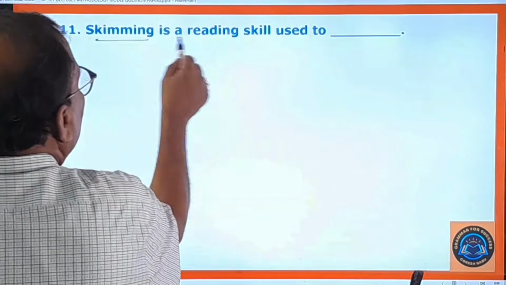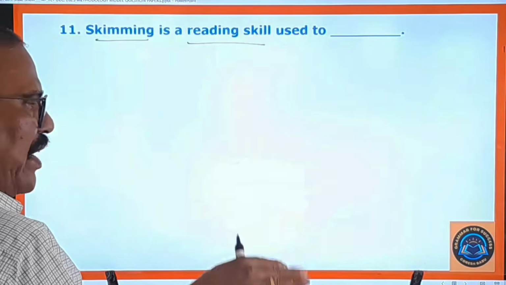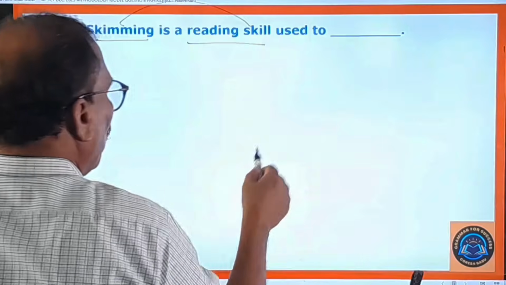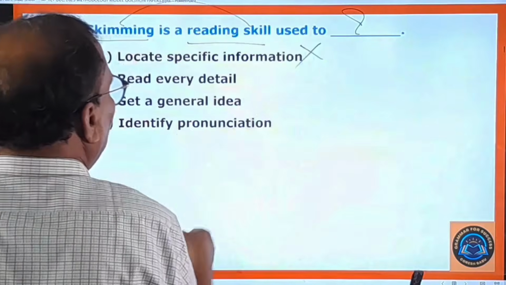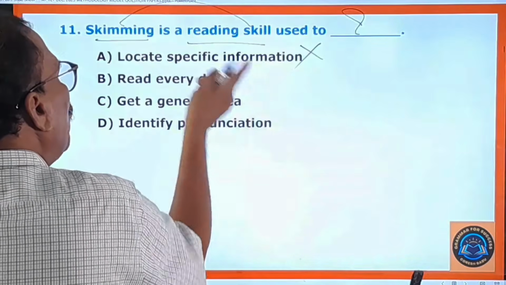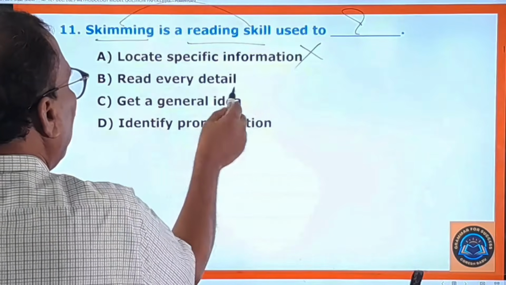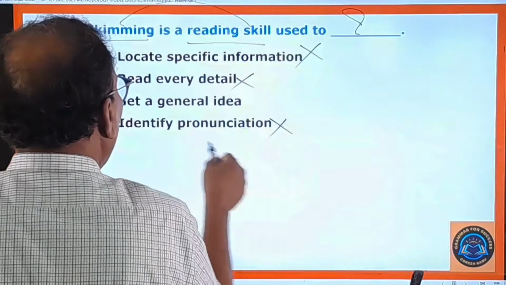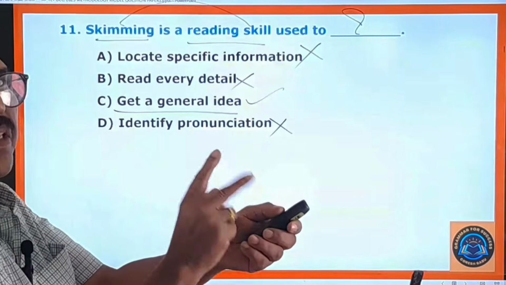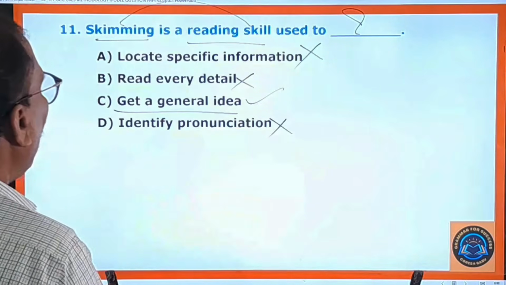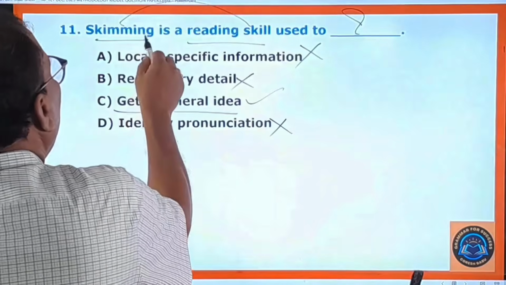11th question, skimming is a reading skill. Scanning, skimming, all these reading skills you know very well. So skimming is a reading skill. Use it to what? Use it to locate specific information. Now, when you read anything to locate specific information, that is called scanning, but it's not skimming. Read every detail, no. Identify pronunciation, no. But get a general idea. Skimming means you just turn over the pages. So, in order to get a general idea of some text, you prefer skimming.